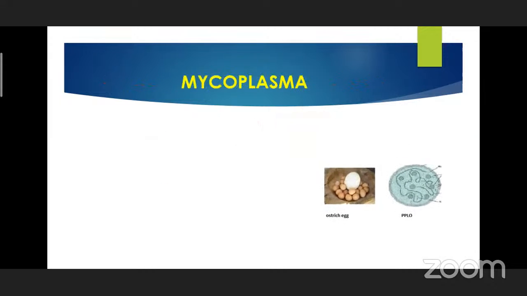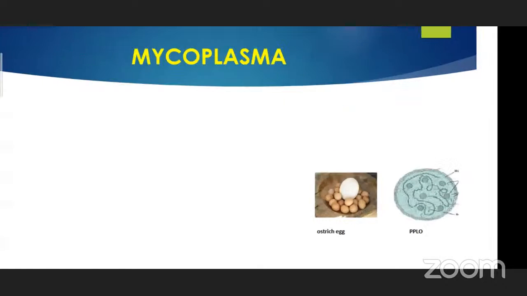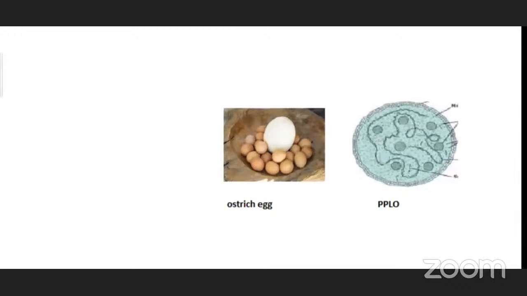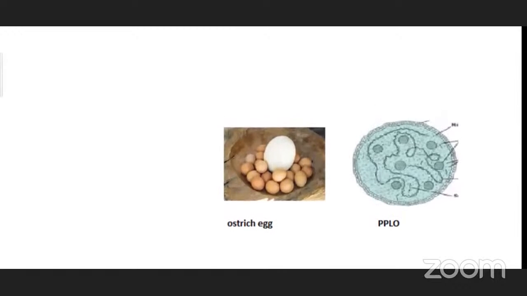Next, mycoplasma. You can see here mycoplasma is one type of moneran. In this, PPLO is the mycoplasma, pleuropneumonia-like organism.